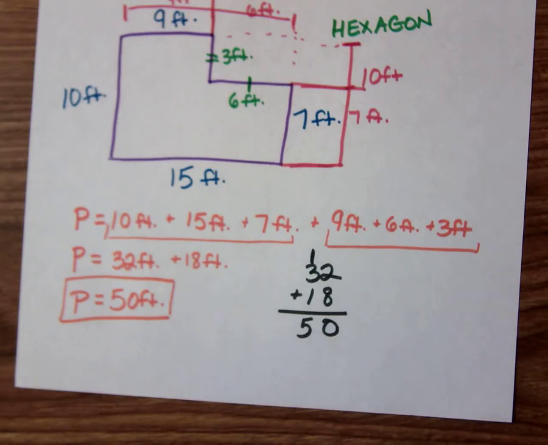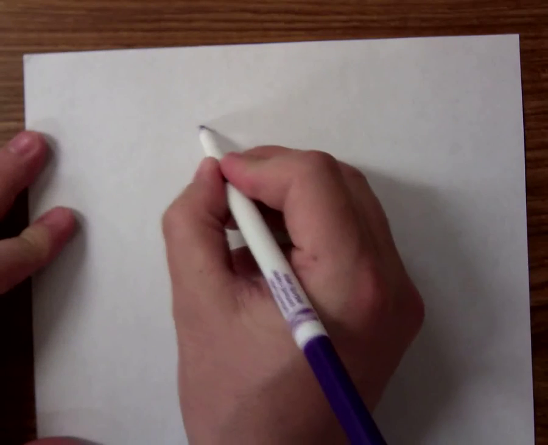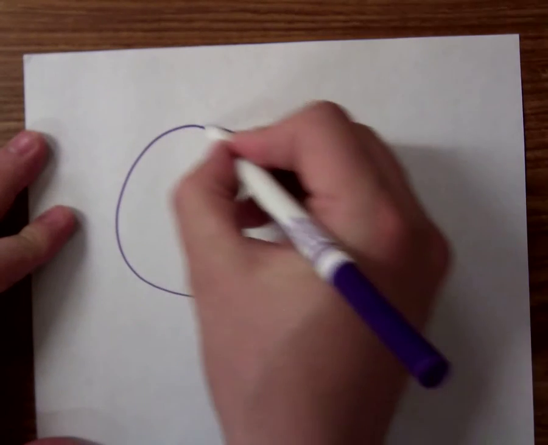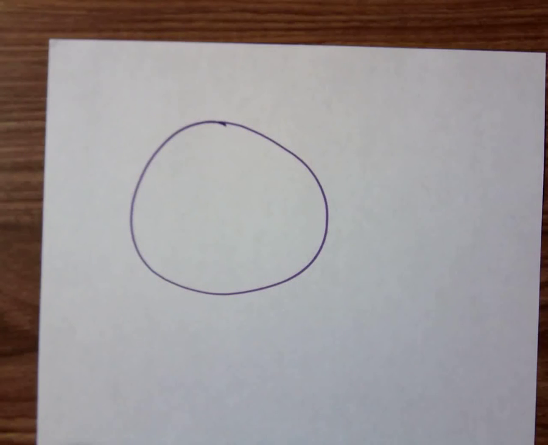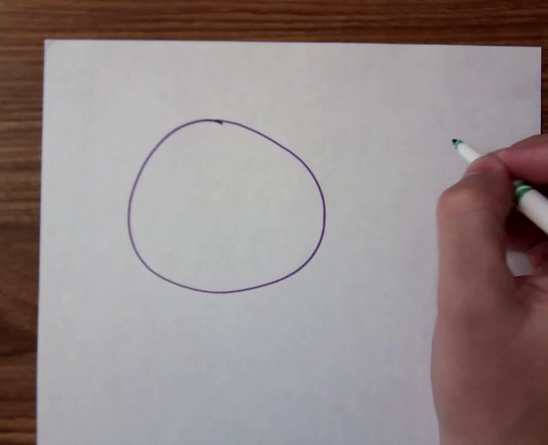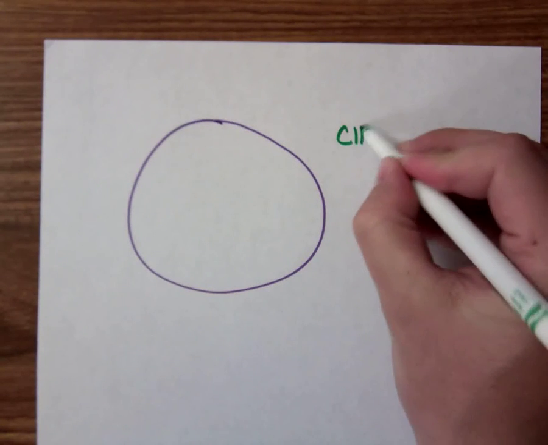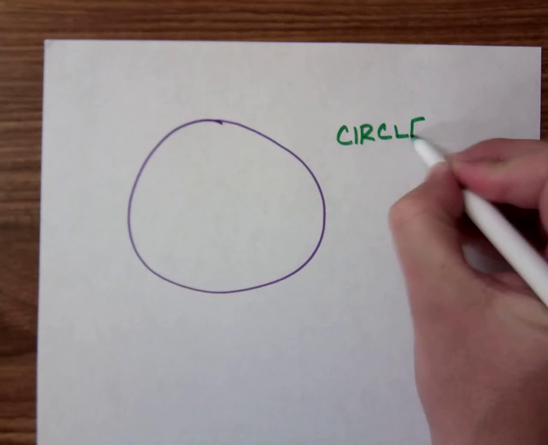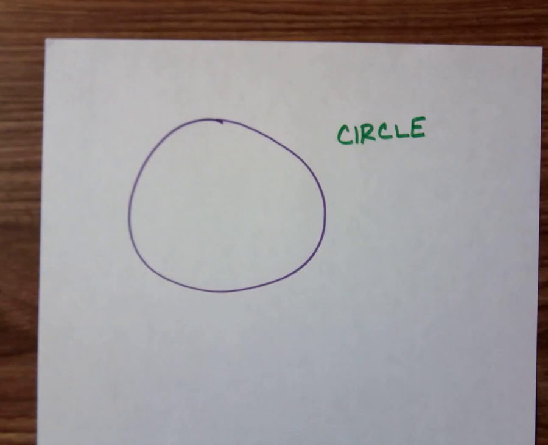Now there's one very special kind of perimeter that we haven't talked about yet. It's so special it's not even called perimeter. It has its own name. What kind of shape is that? Circle. Thank you for being kind. Do you know what the perimeter of a circle is called? Circumference. It's called the circumference.